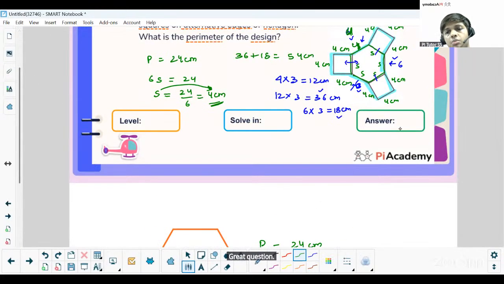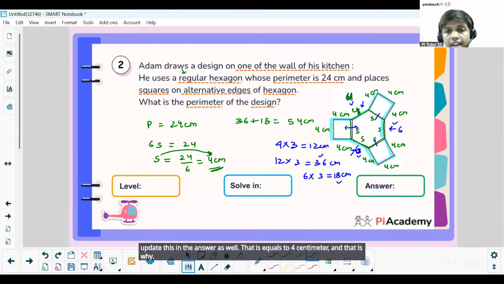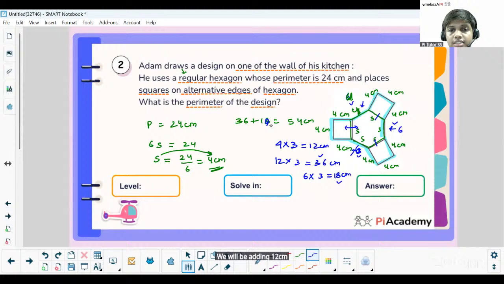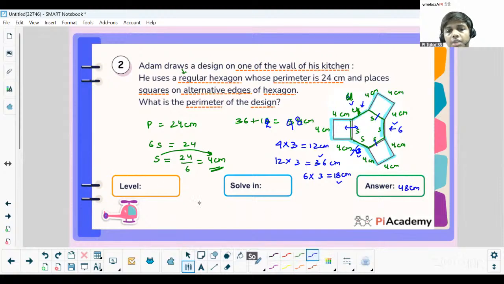Yes, thank you so much, Teja, for pointing that out. I want all of you to update this in the answer as well. That is equal to 4 centimeters, and that is why we will be adding 12 centimeters here in the final answer. So this is 48 centimeters, which you have already given me as the right answer. That's great. So 48 centimeters should be present here. The level is easy. Now you need to solve this within 1 minute 30 seconds for the final answer.